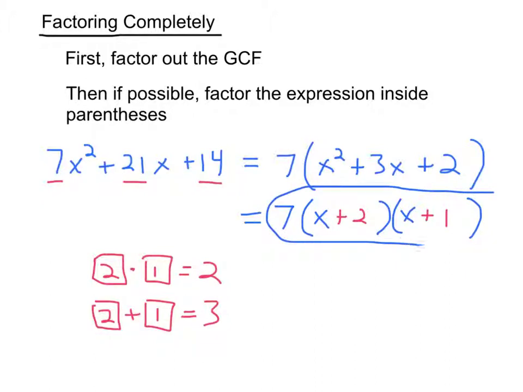So notice your final answer has that common factor out in front of everything, the 7, and then we factored the expression in parentheses into the product of those 2 binomials. So your final answer actually has 3 parts to it, or what are called 3 factors. There's the 7, there's the x plus 2, and the x plus 1.